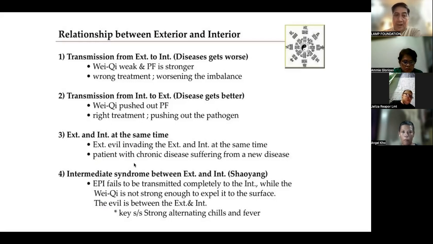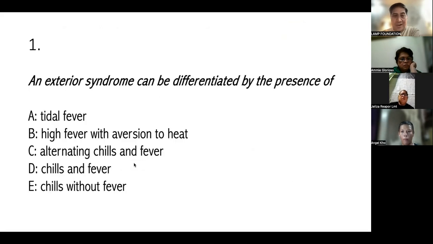So, I think we're done with this. Naulit lang. Kanina pa yan, no? Okay, pasensya na. Let's now start with the questions. Number one. Let's, okay, Ma'am Angel, take care of numbers 1 to 9.